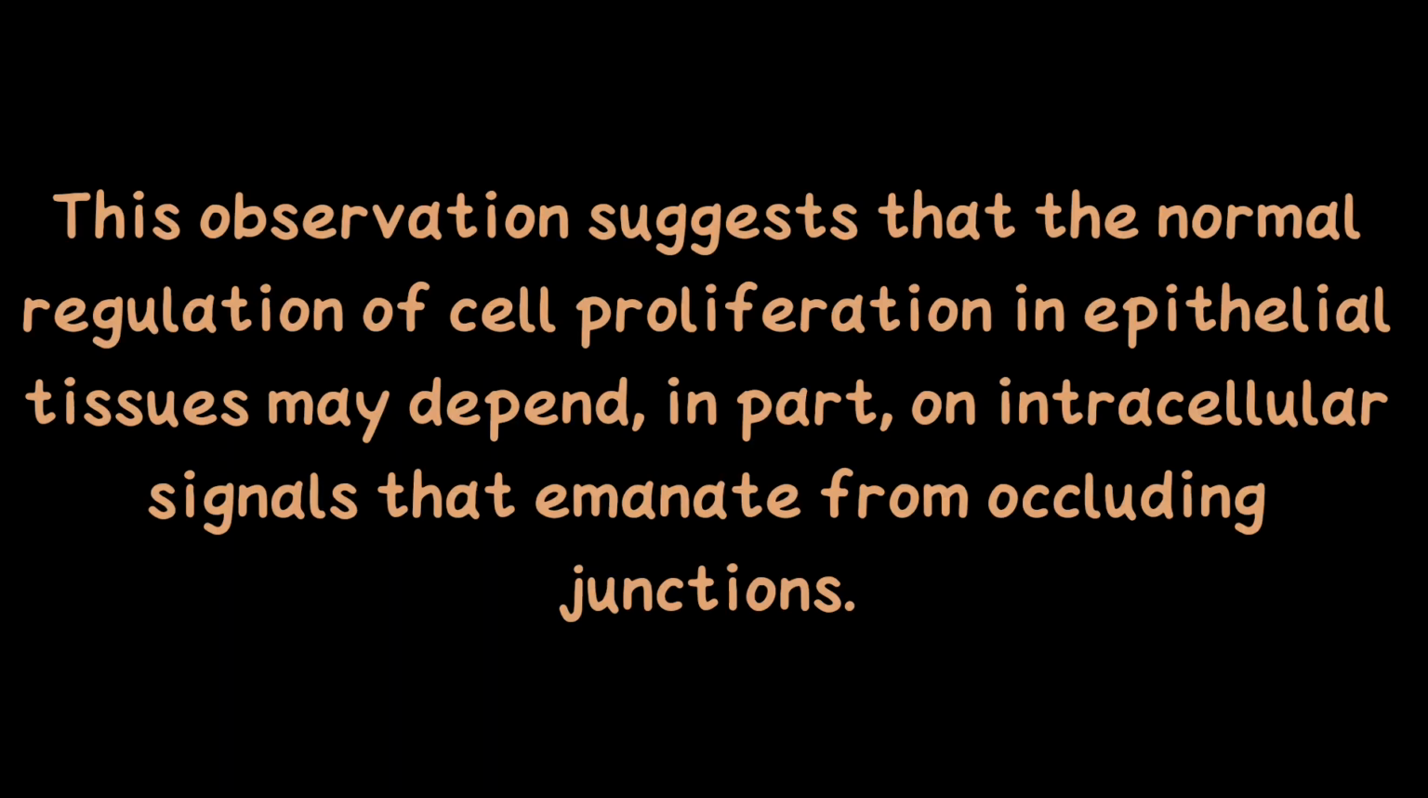If there is a mutation, flies that are defective in this protein do not lack the septate junction, but they develop epithelial tumors. This observation suggests that the normal regulation of cell proliferation in epithelial tissue may depend on the intracellular signaling that emanates from occluding junctions.